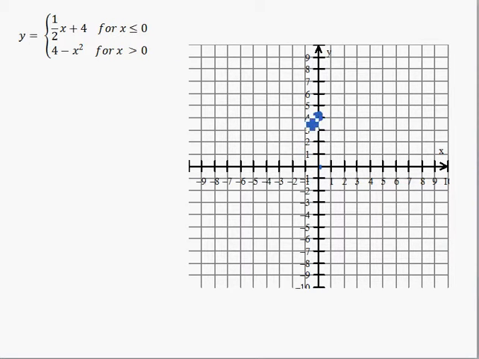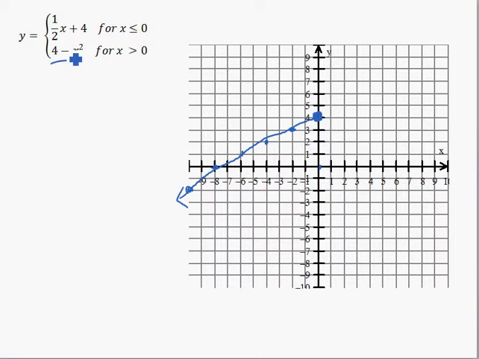So we're going to go over 2, down 1, back 2, down 1, back 2, down 1, and so on. And that is what this line looks like, all the way up until there. And it stops. And it jumps to this function, 4 minus x squared.